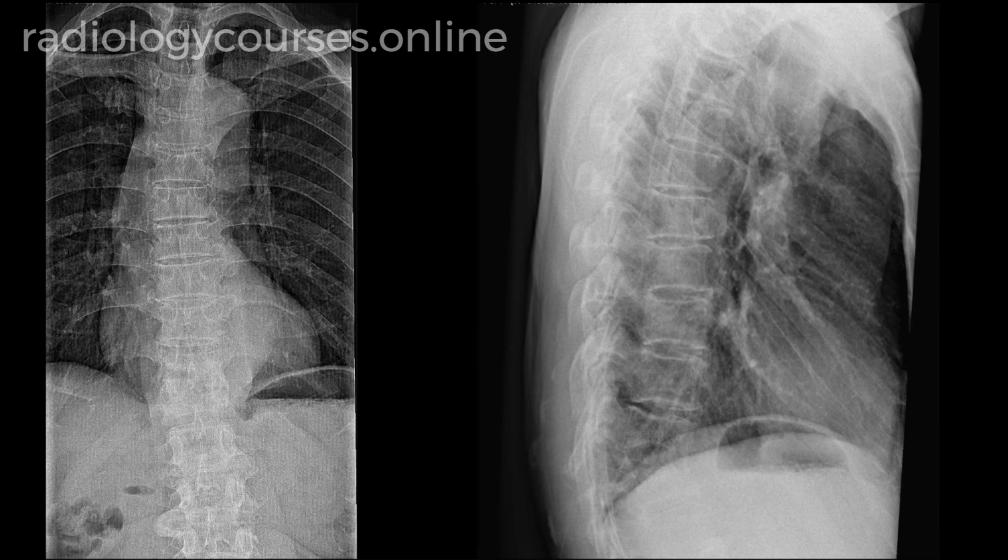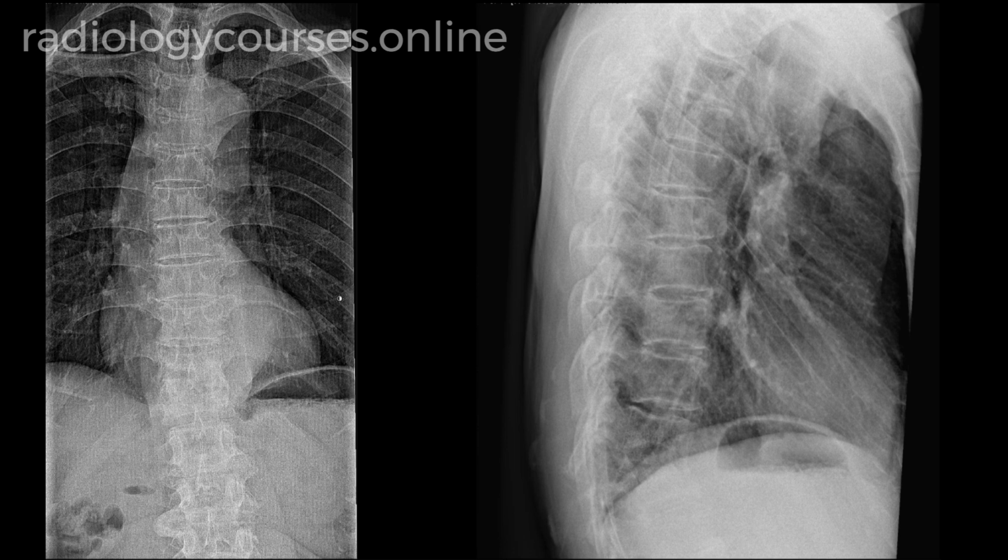Here we have AP and lateral view of thoracic spine in an 81-year-old with history of known carcinoma of the urinary bladder, with history of mid and lower thoracic pain. The chief clinical question was to look for any metastatic lesion.